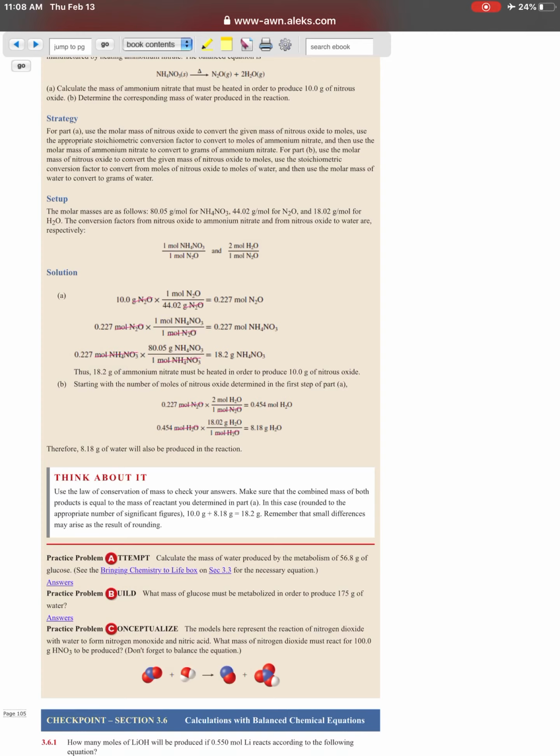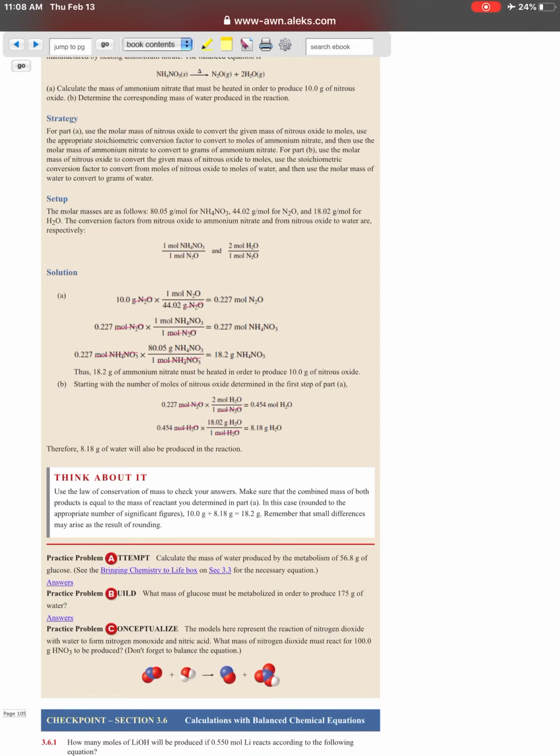Okay? So 3 steps in there, not even including that you're adding these numbers to get the molar masses. It's really 5 steps that you're doing here just for that first part. Okay, 18.2 grams of NH4NO3 is going to be produced.